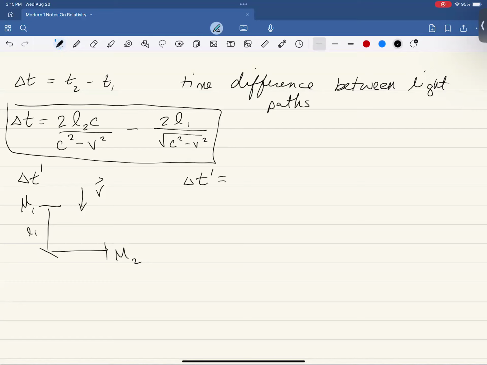What happens here is delta T prime is T2 prime minus T1 prime. And here's what it does. Now it's our path 2 that has to do that weird little perpendicular thing with the C and the V. And so that's 2L2 over the square root of C squared minus V squared, because now path 2 is the one that's perpendicular to the ether drag. And then path 1 is the one that is parallel to the ether drag. So that's our delta T prime.